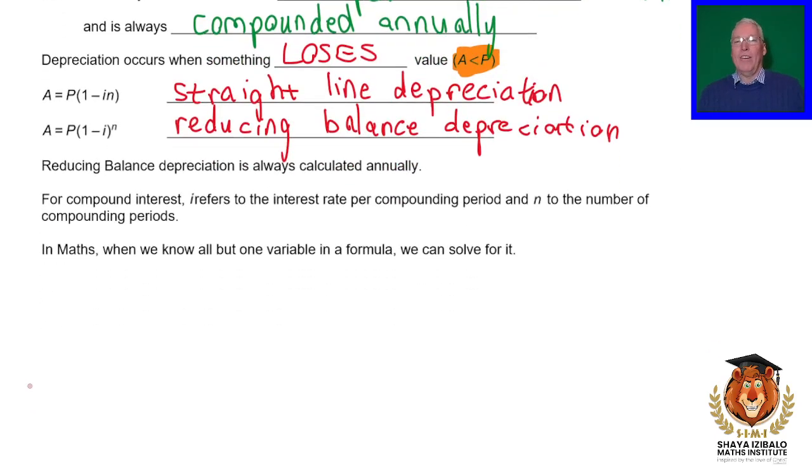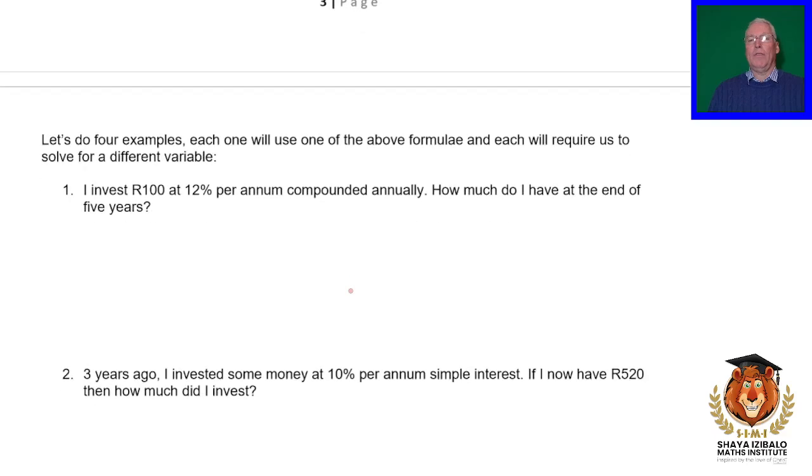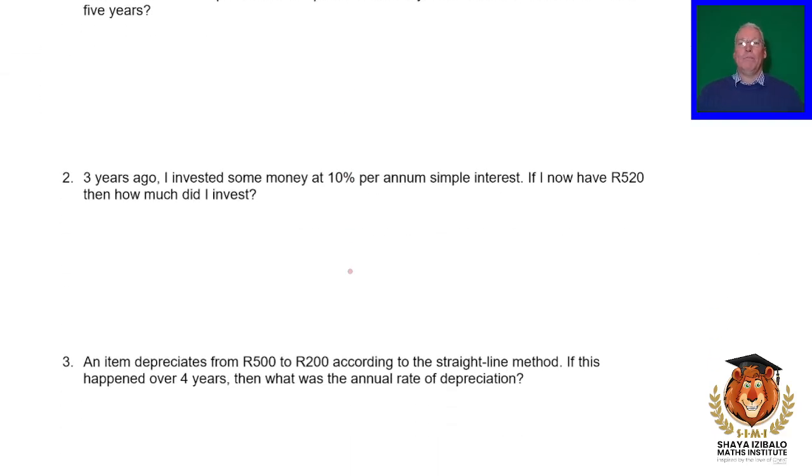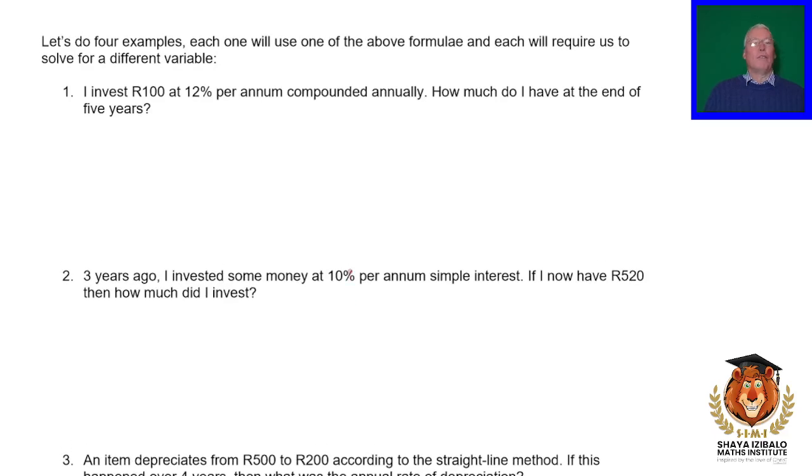I'm sorry. Okay, now in maths, when we have all the variables in a formula apart from one, we can solve for it. So we're going to do four different examples here. We're going to ask you to pause the video and try these examples. The first thing is to establish which formula we must use, and then put in what we know and see if we can solve the equation that results. We're going to ask you to pause and try, and then we'll go over them shortly. Just the next four questions.